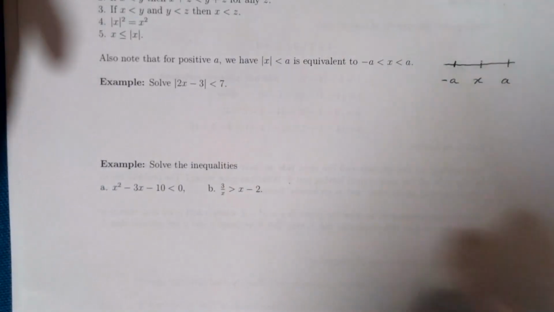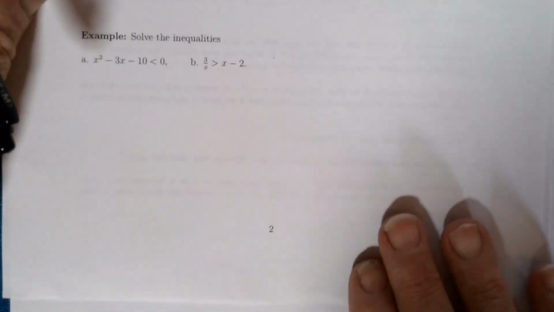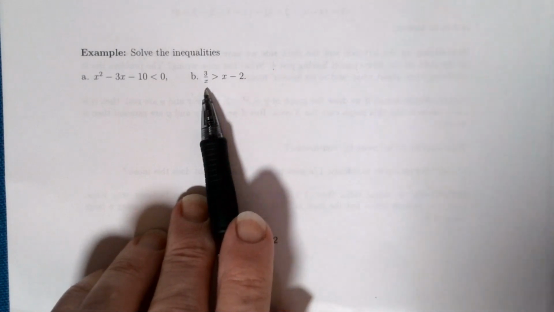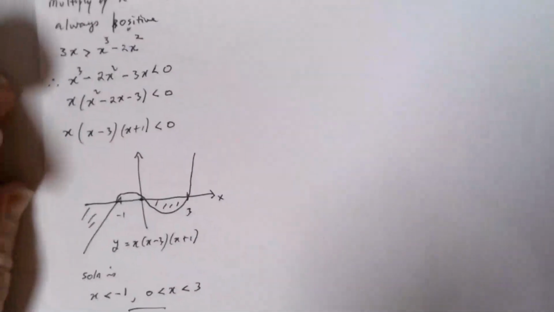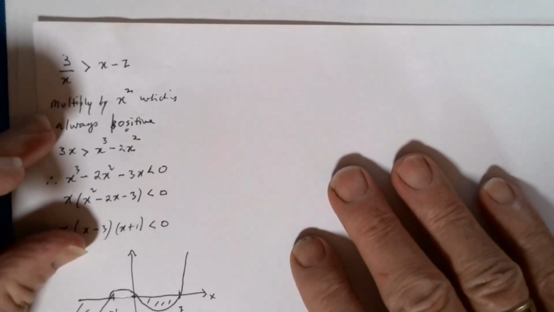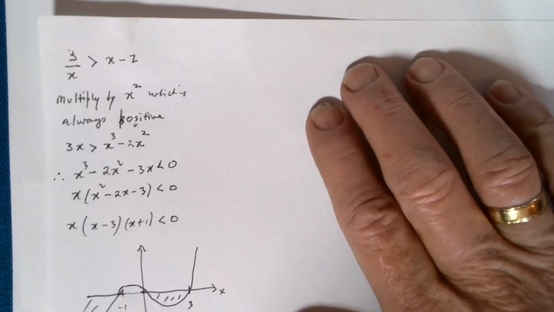The second example here is a little bit more complicated. It's 3 over x is bigger than x minus 2. And this one's more complicated. What makes it complicated is the x in the denominator here. So here is the solution to this problem. Again, you might like to pause and copy in the solution.